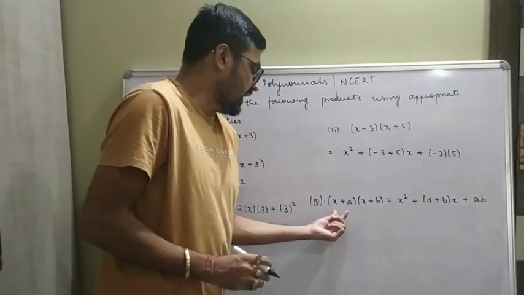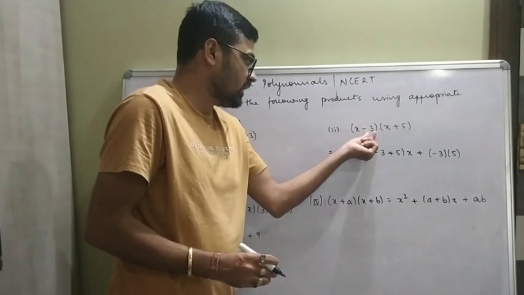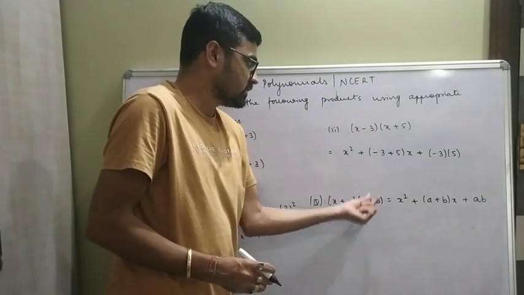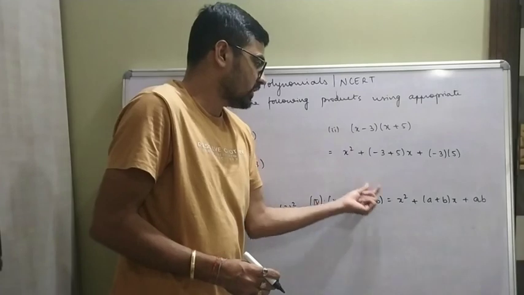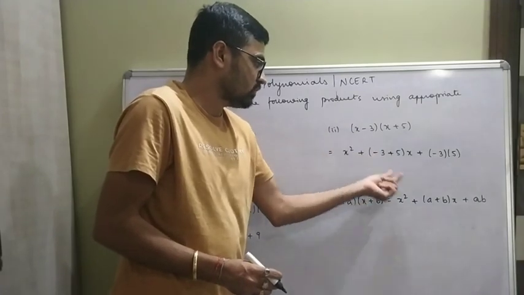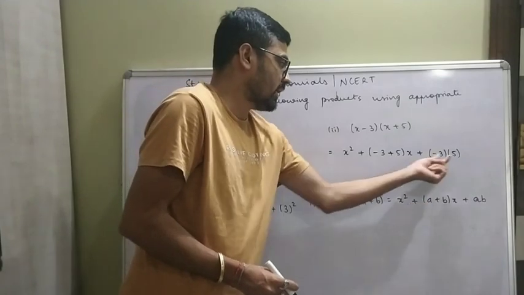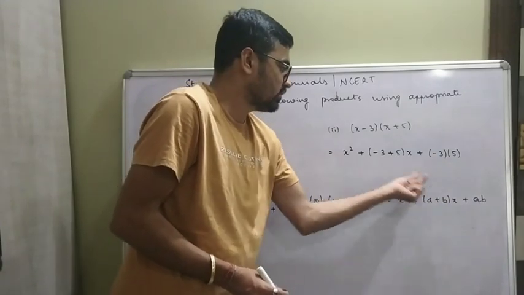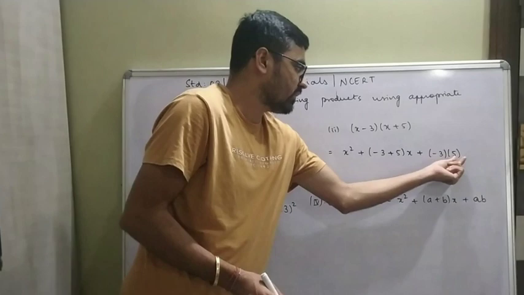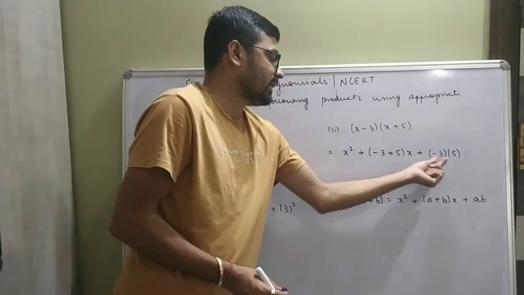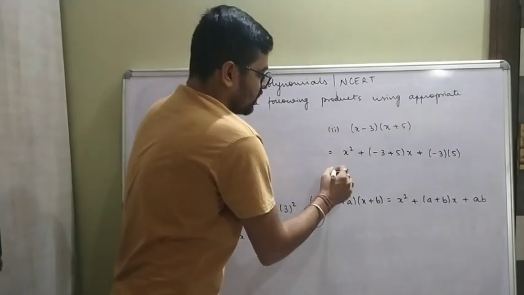Now as per this, (x plus a)(x plus b), instead of a here it is minus 3, and b is 5, correct. So wherever the a is, I have to put minus 3, and wherever the b is, I have to put plus 5. Instead of b I put 5, instead of a I put minus 3. Now simplify this, so what will it be?